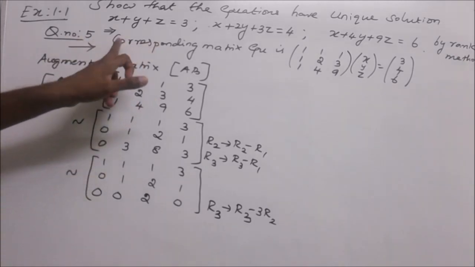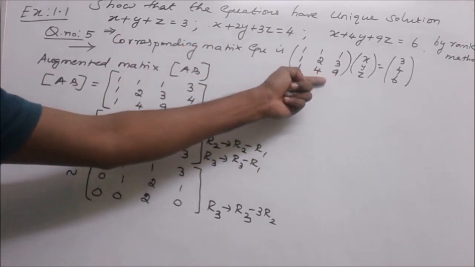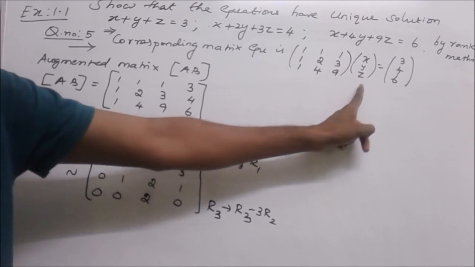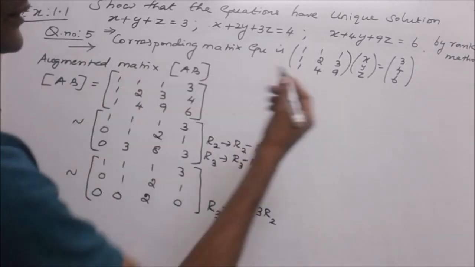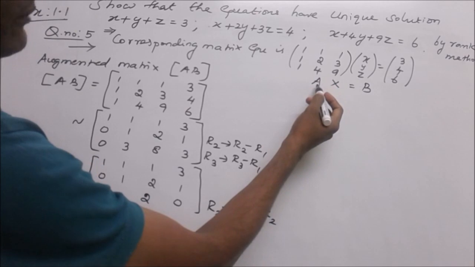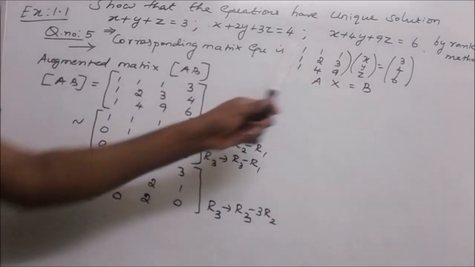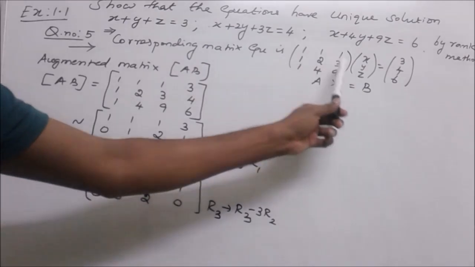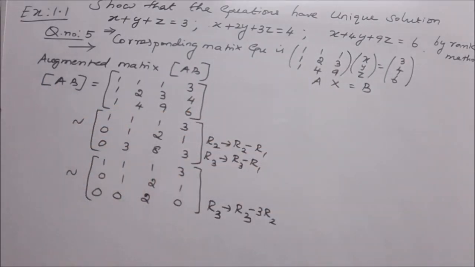Okay. Answer starts here. The corresponding matrix equation is coefficient matrix, variable matrix, constant matrix. This is in the form of AX is equal to B. The augmented matrix is a combined form of A and B. Here the first row is 1, 1, 3, 1, then 2, 3, 4 in the second row, and 1, 4, 9, 6 in the third row.